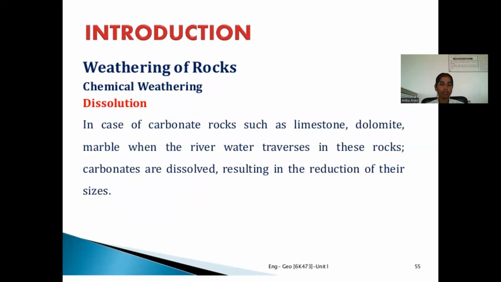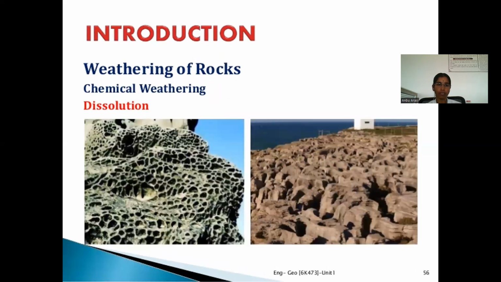Dissolution. In the case of carbonate rocks such as limestone, dolomite, and marble, when river water travels through these rocks, carbonates are dissolved, resulting in the reduction of their sizes. This is an example of dissolution.